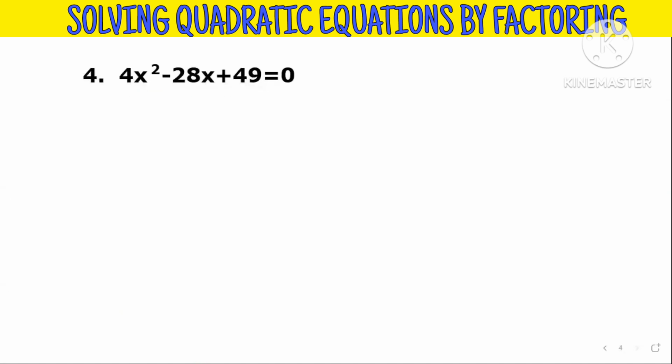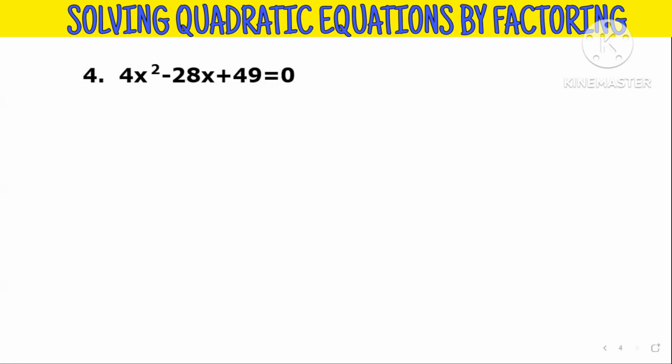Let's now go to number 4. We are given 4x squared minus 28x plus 49 equals 0. First step, meron ba tayong GCF for 28, 49? Wala, no? Second step, is this a perfect square trinomial? Now, looking at the first and the last terms, pareho silang perfect square, no? So pagka ganon, medyo magduda na kayo, baka ito ay perfect.